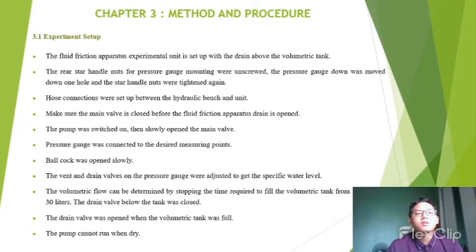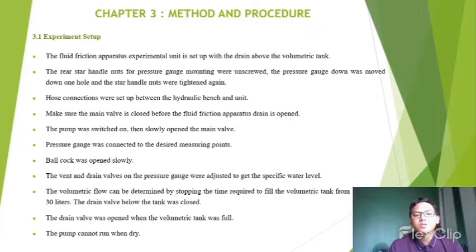Today I will present chapter 3, which is method and procedure. For 3.1, the experiment setup, the fluid friction apparatus experimental unit is set up with the trim above the volumetric tank. The rear star and the nuts for the pressure gauge mounting were unscrewed. The pressure gauge was moved down one hole and the star and the nuts were tightened again. A hose connection was set up between the hydraulic bench and the unit. Make sure the main valve is closed before the fluid friction apparatus is opened.